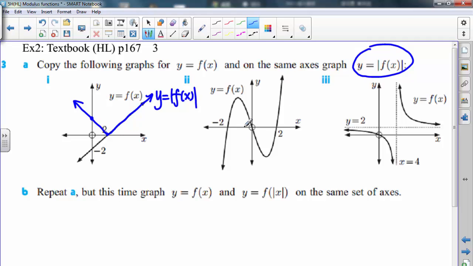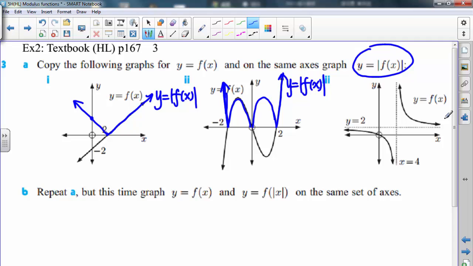The second one is the same. Let's change all the negative y values to the positive y values. So you will see this is a positive y, keep it. This is negative y, reflected over the x-axis. And this part is above the x-axis. Keep it. And this part is below. You flip this part over the x-axis. So this blue one is y equals the absolute value of f of x.